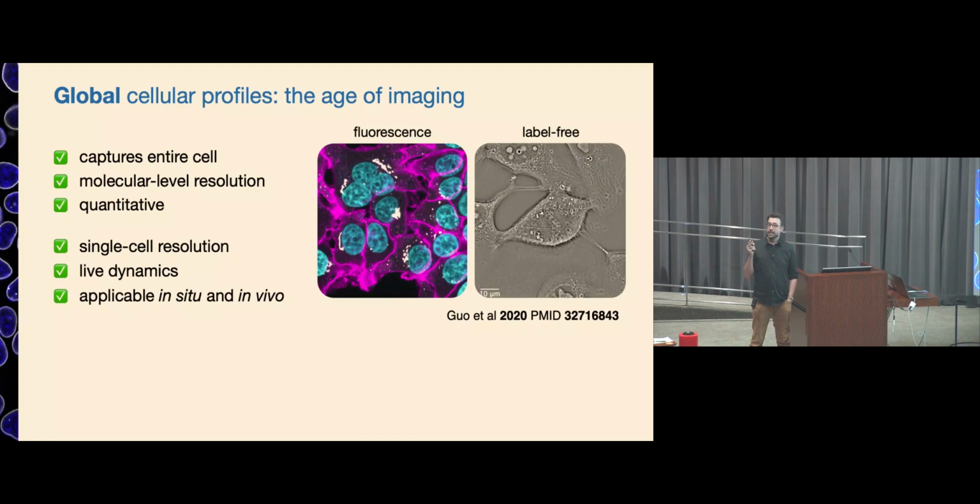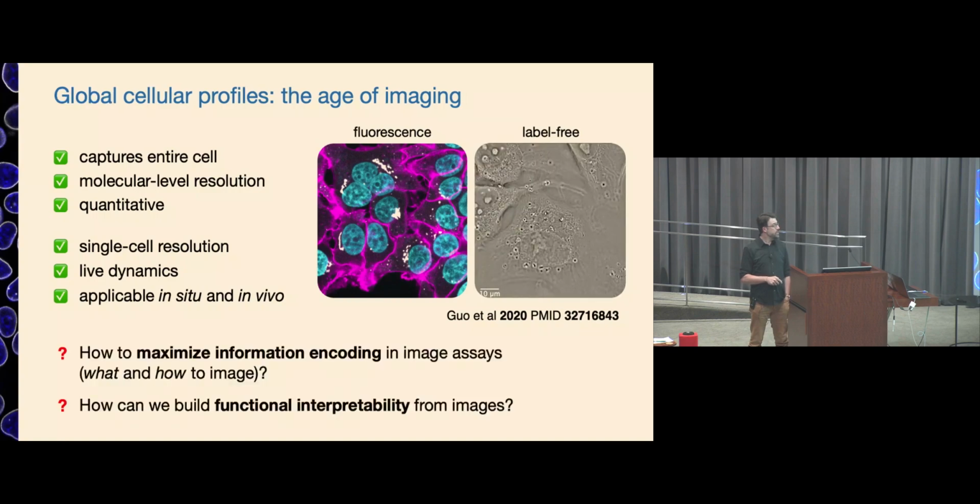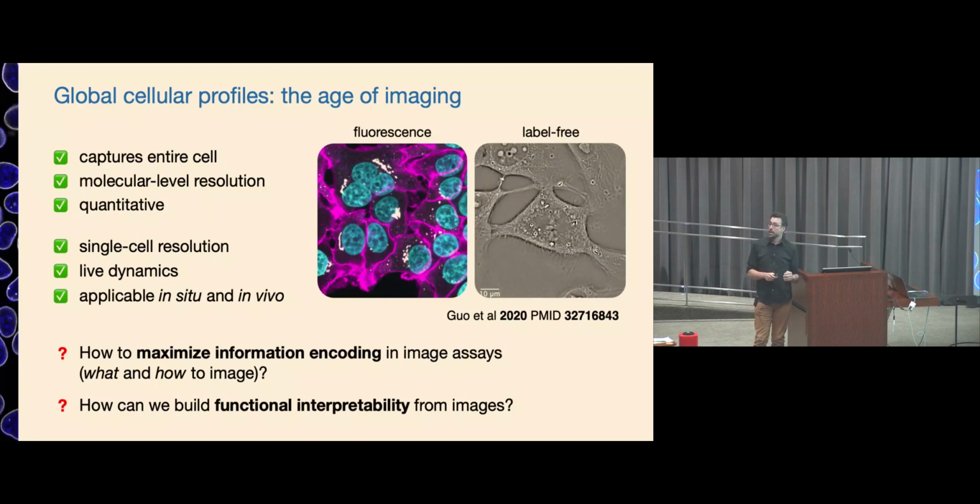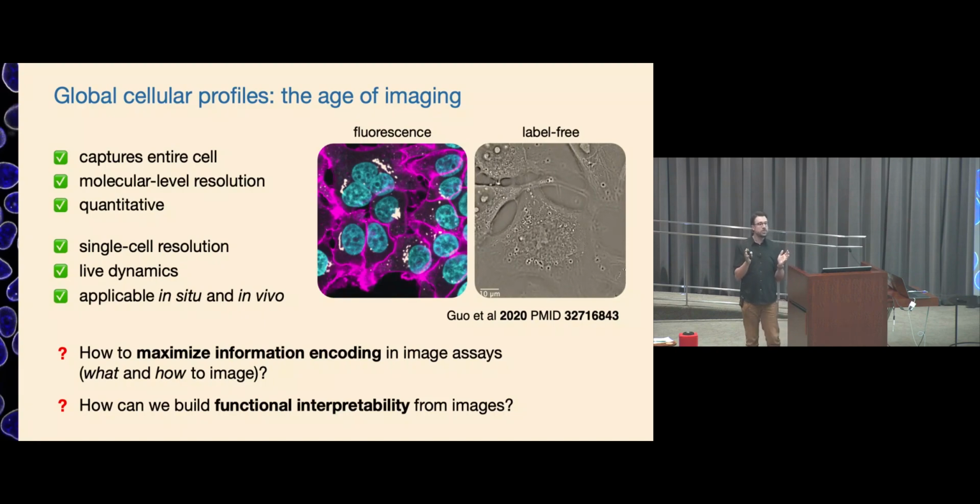But I think there are then, in this context, two key questions that we should be asking. The first one is, well, how are we going to choose what to image to maximize the encoding of information in these image assays? Right? What is the solution, especially if we want to do these experiments in live cells, where the number of channels is going to be very, very limited? What are we going to choose to image? We heard a few possible solutions this morning, right?